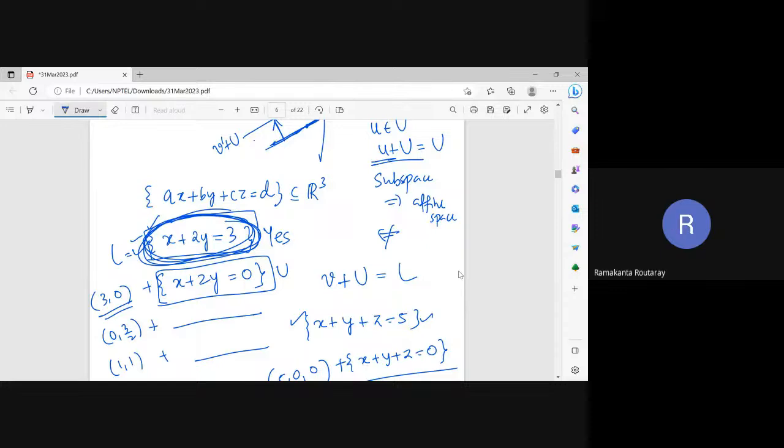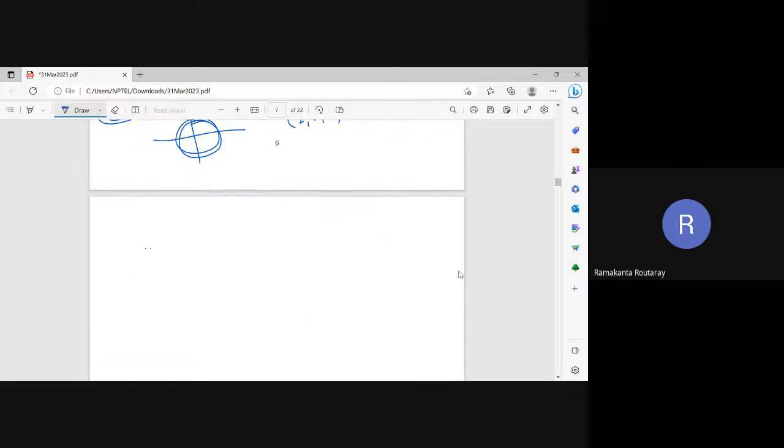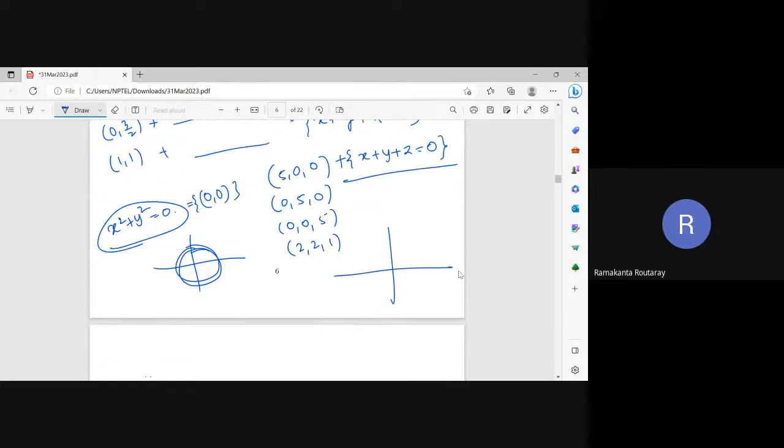Ma'am, from which line? I could not understand. x plus 2y is equal to 3. Okay, from that line you are taking... You have x plus 2y is equal to 0, and then you have x plus 2y is equal to 3. You pick any point from this line and add it with this subspace. Then you will get this affine space.